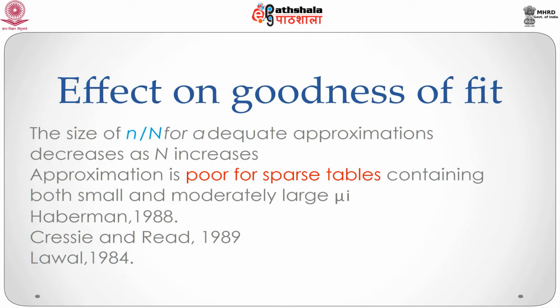However, the approximation tends to be poor for sparse tables containing both small as well as moderately large mu i. For further research and further cases of this, consider the papers by Haberman, 1988, Cressie and Read, 1989, and Lawal in 1984. For fixed n and capital N, the chi-squared approximation is better for tests with smaller degrees of freedom.